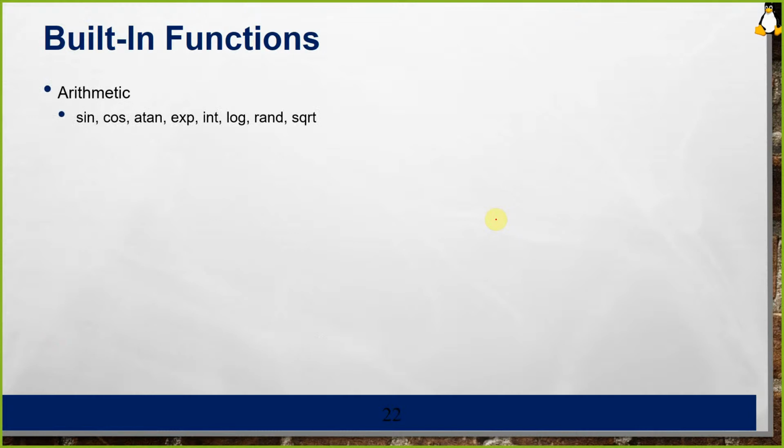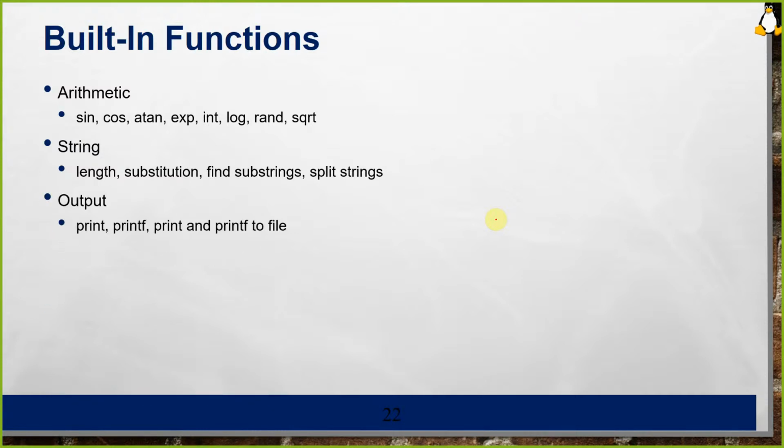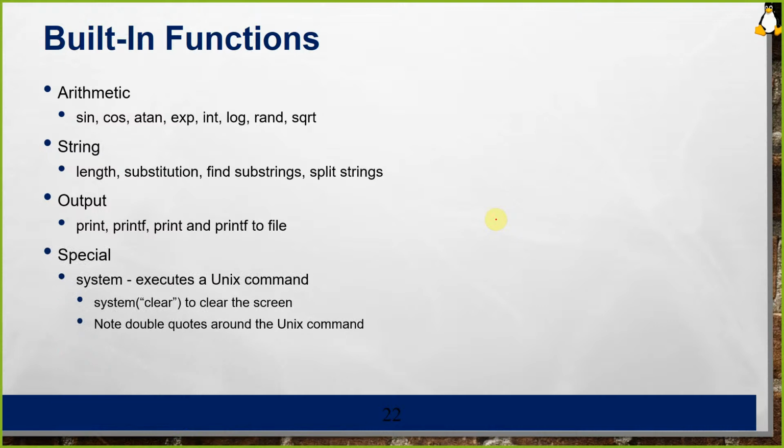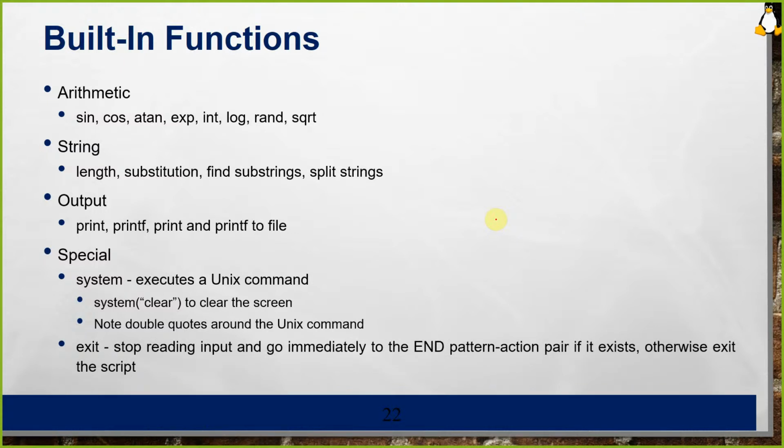For arithmetic, sine, cos, tangent, expressions, integer, logs, random numbers, square root, all these functions are available. For strings we have length, substitution, find, substring, split. These functions are available for all these operations. Then for output we have print, printf, and then printf to a file. And there are special functions like system to execute a Unix command, for example system clear, so it will clear the screen. Note the double quotes around the Unix command. Exit will stop reading the input and go immediately to the END pattern-action pair if it exists, otherwise it will exit the script.